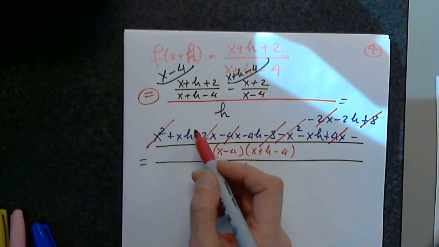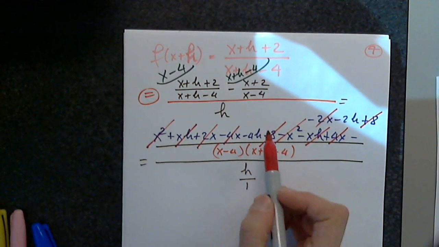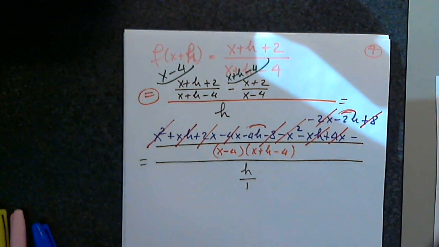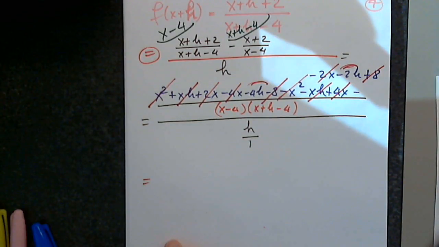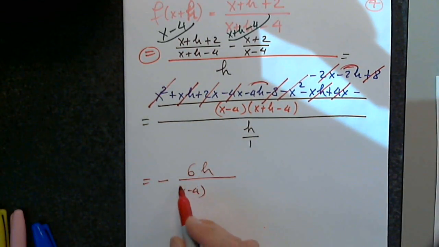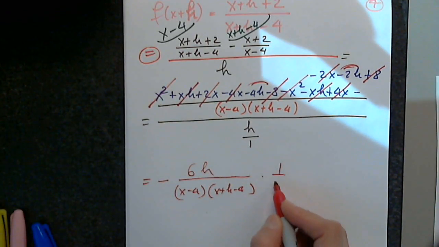It happens that also xh with negative xh go away. That's fine. But definitely at least the terms without h must go away. So what is left? I see a term right in the middle, and I see another term right in the middle. So the top fraction is negative 6h, and I already write it like this: negative 6h over x minus 4 times x plus h minus 4, multiplied by 1 over h.